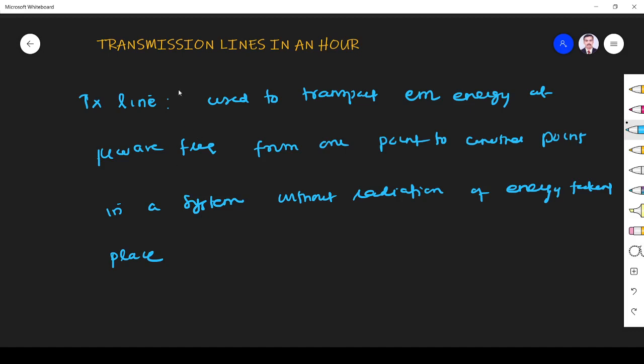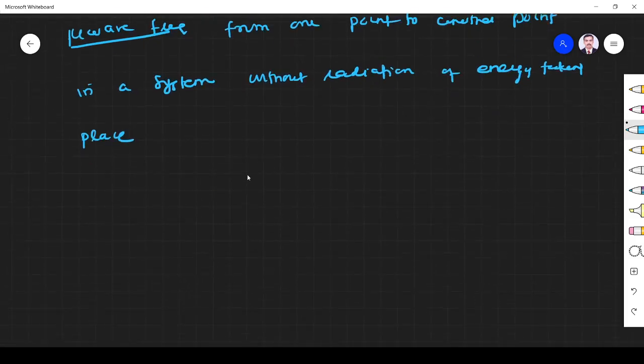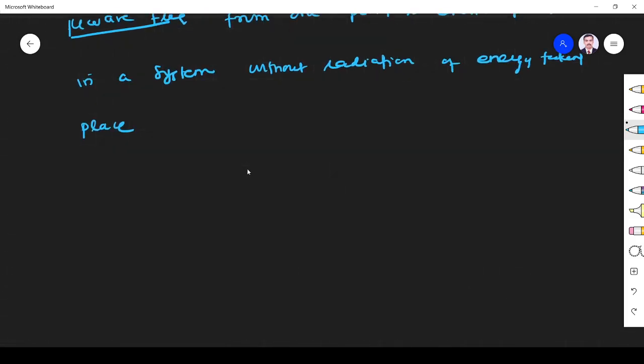So transmission line is a system of device, right, used to transport electromagnetic energy at microwave frequency. That is very important. So it transports electromagnetic energy at microwave frequency from one point to another point without loss or radiation of energy taking place. The first thing we must know in transmission line is the equivalent circuit of transmission line, right?